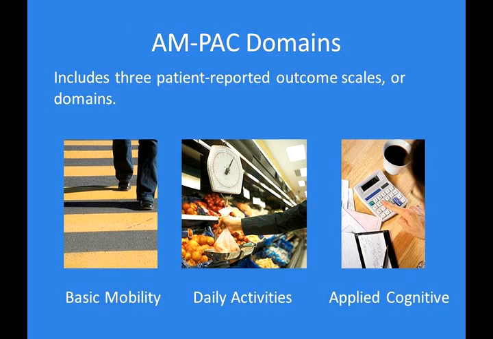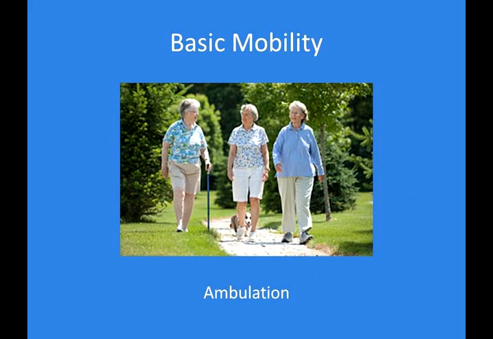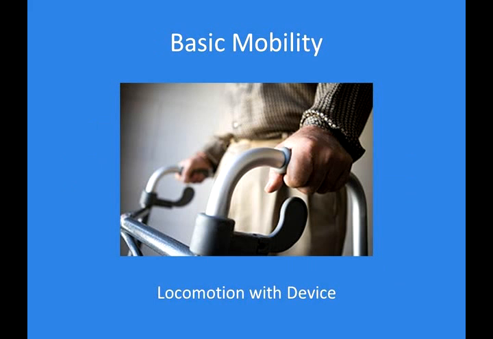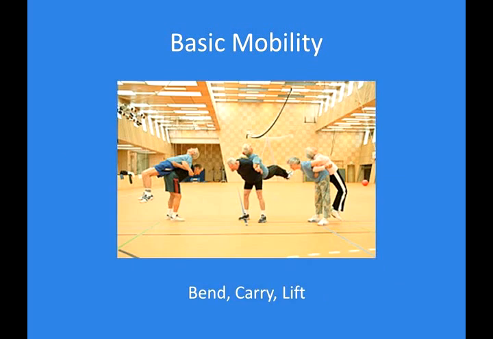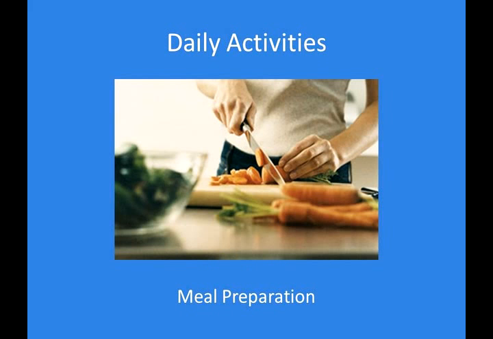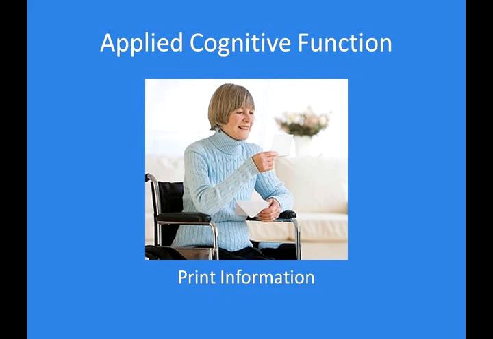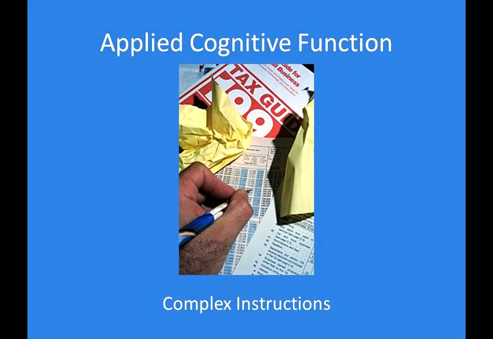The PAC includes 3 functional outcome scales, or domains: basic mobility, daily activities, and applied cognitive. The PAC consists of 269 items, which are divided among the 3 domains. The 131 basic mobility items include items that assess the ability to ambulate or use a wheelchair, transfer, bend, and lift and carry. Daily activities include 88 items that assess eating, meal preparation, grooming, and dressing. The 50 applied cognitive items include items that assess the ability to communicate, use print information, and follow complex instructions.